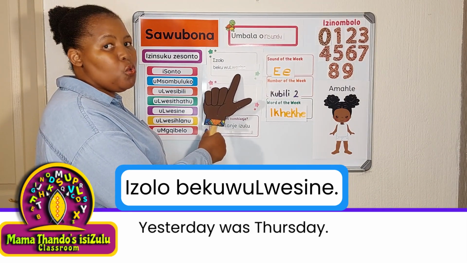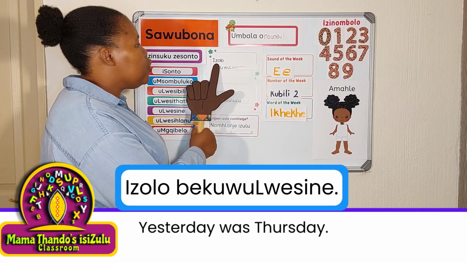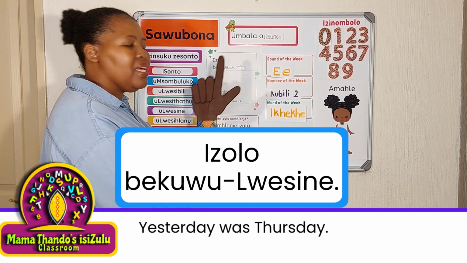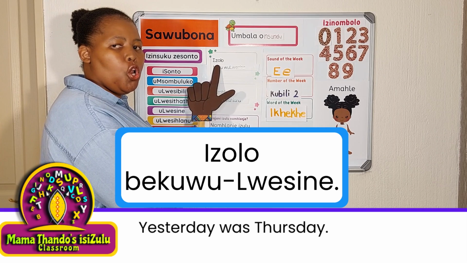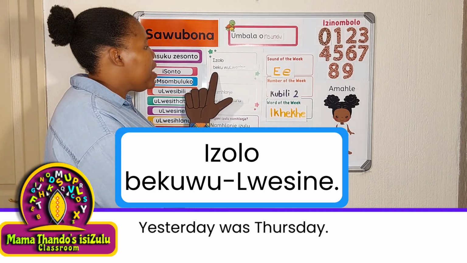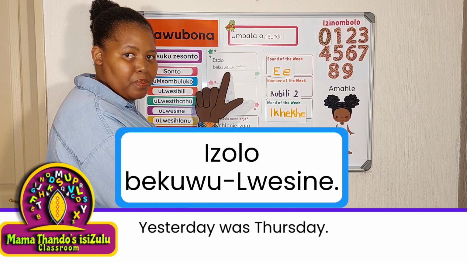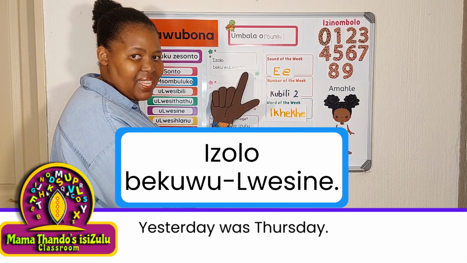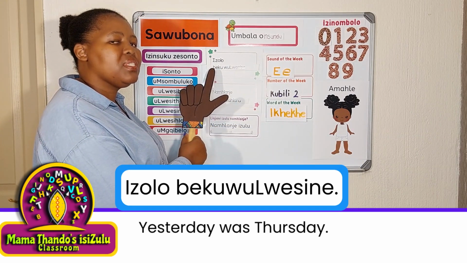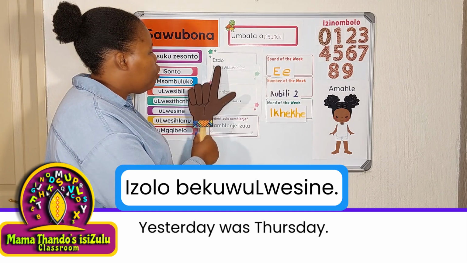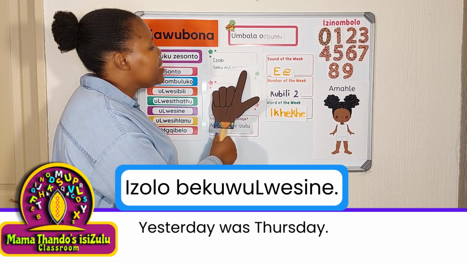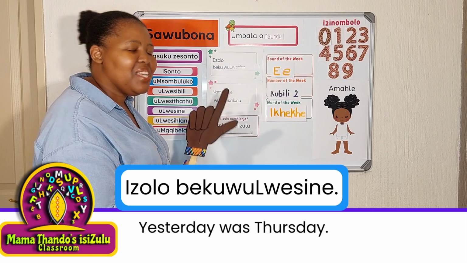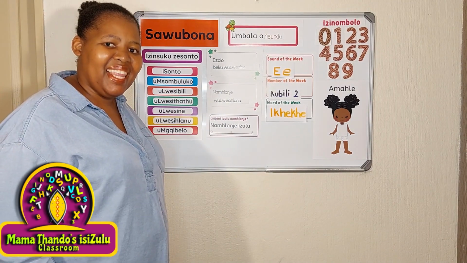Izolo bekuLwesine. Izolo bekuLwesine. Repeat after me. Izolo bekuLwesine. Now let's say the whole sentence. Izolo bekuLwesine. Very well done, Mngani. Halala.